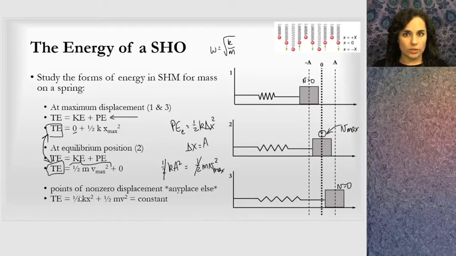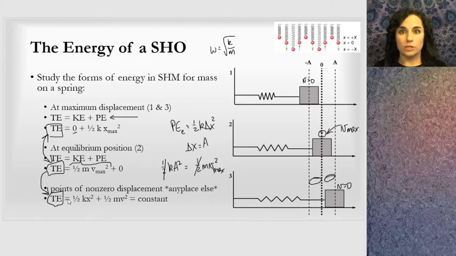Let me go back to a second where I'm not at a maximum position, either in terms of kinetic energy or velocity. I'm somewhere in between, and that's why I have, down at the bottom, points of non-zero displacement, or any place else in this motion. Any place in this region and any place in this region, there's going to be a combination of both kinetic energy and potential energy. When I add those two terms together, I will still get the same value of total energy.